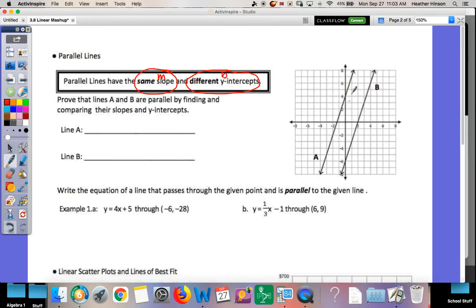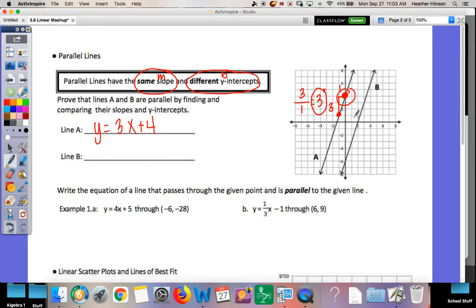So for A, my y-intercept starts at 4. I'm going to pick another point. I'm going to go here. So I'm going to rise 3 and run 1. And 3 over 1 is 3. So my slope is 3. My y-intercept is 4. So my equation is y equals 3x plus 4.